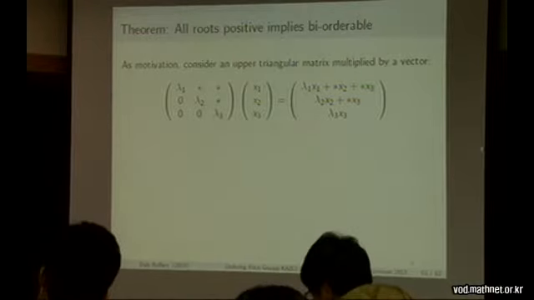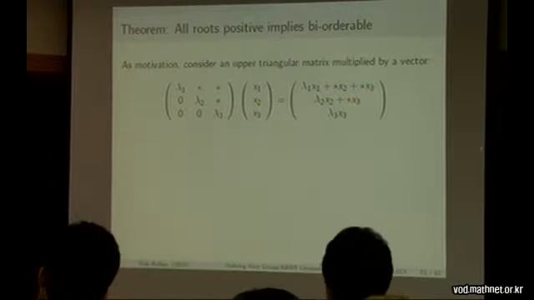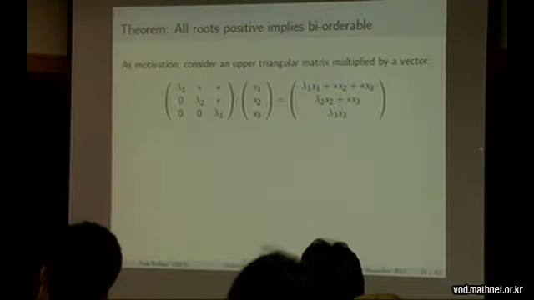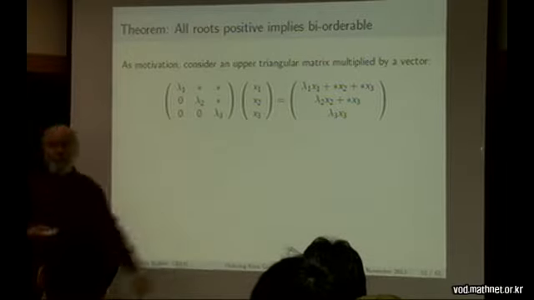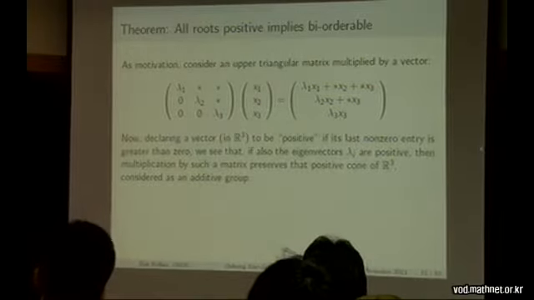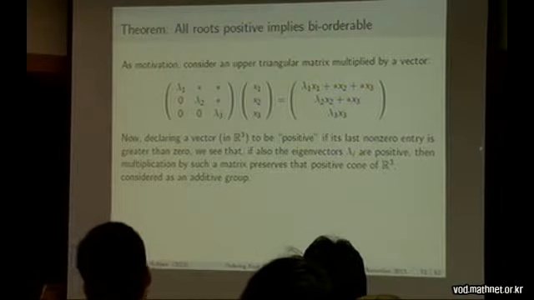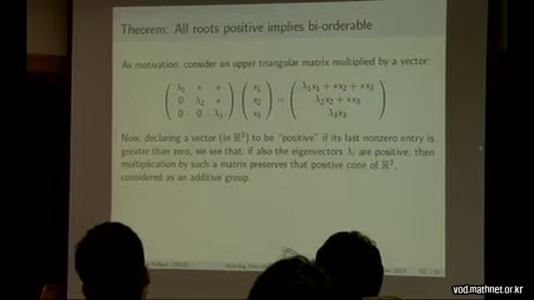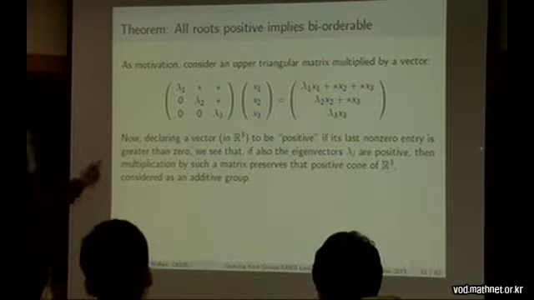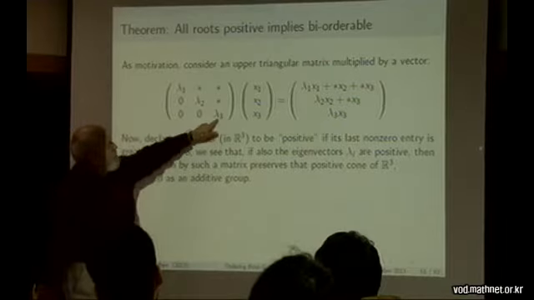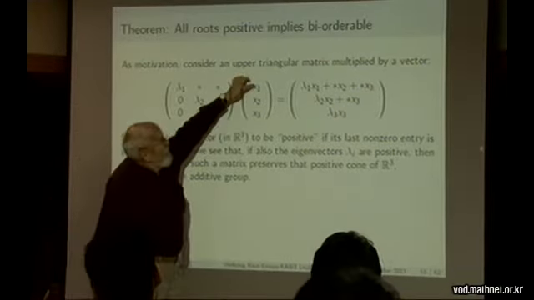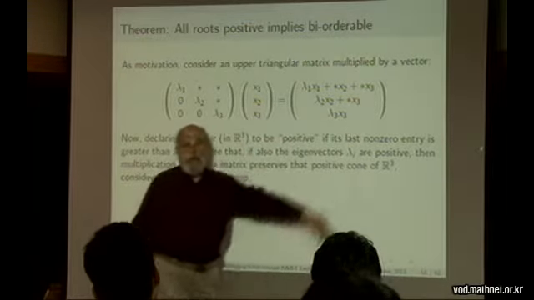Now I claim that if these lambdas are positive, then I can biorder R3 in such a way that I get an invariant ordering of R3, which is also invariant under this matrix. The way you do that is declare a vector to be positive. It's a lexicographic ordering, but reverse. You look at the last, not the first, but the last non-zero entry, and if it's greater than 0, we say that it's a positive vector. And then you can easily check that if these numbers are positive real, and this is a positive vector in that sense, then so is the image, because the lambdas are positive.